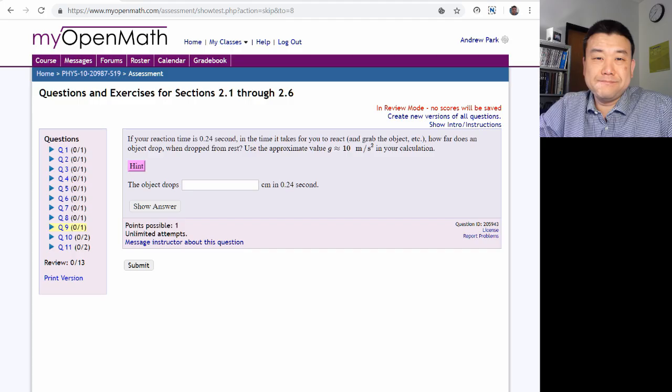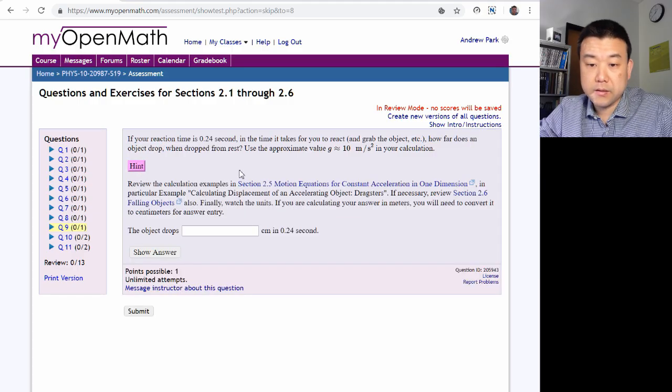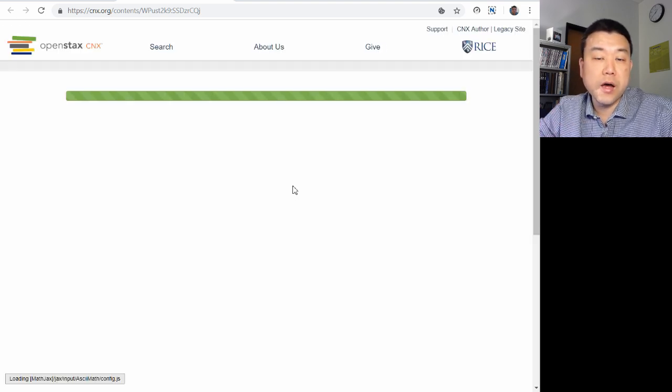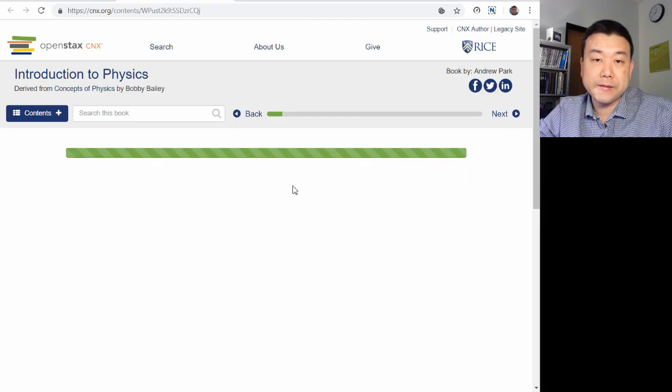I have 3 recorded in the format that you will see here, and 1 additional one from a past virtual class session in a slightly different style. So this is a question dealing with free fall. It says if your reaction time is some number of seconds, in that amount of time, how far does an object drop? Now, there are hints and there are relevant chapter sections that would help you as you are trying to think through how to do this question mathematically.